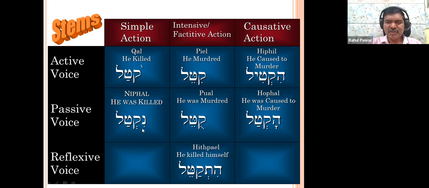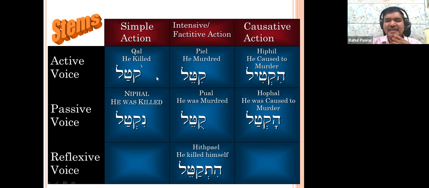But for the perfect, under every paradigm, every verb, first person, second person, and third person, you will find nun with hireq. This is the clue to remember Niphal. Then Piel.